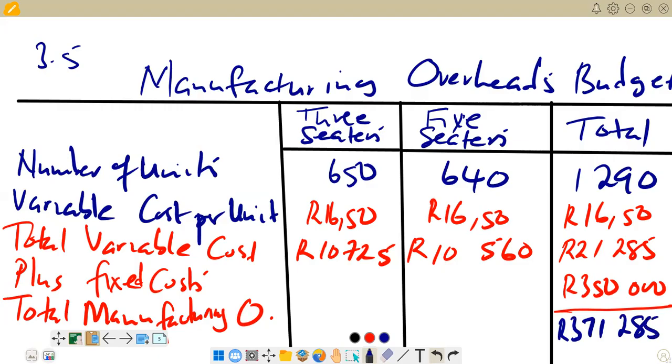Right. So this is what we have, guys. Remember, this is the last part of our budgets. We've got the manufacturing overheads budget is the last one. This is what we have, guys, in terms of this question of budgets. That was question 3 of this question paper of November 2022.